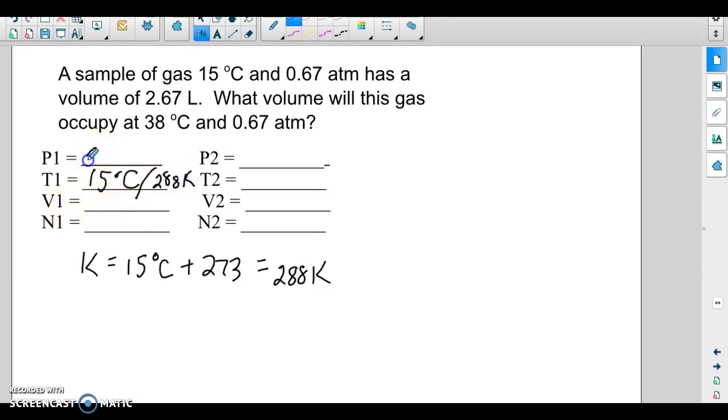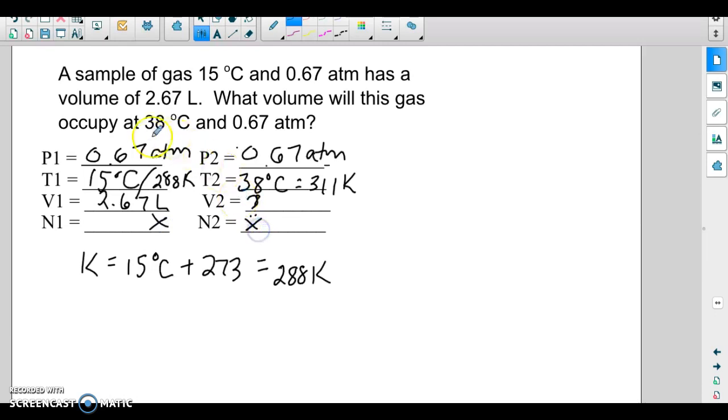And then the pressure is given as 0.67 atm. The volume is 2.67 liters. They want to know the new volume, so this is going to be my X. The second temperature, the new temp, is 38. So if I add 273, I get 311 Kelvin. And then they say the pressure is still 0.67. So they didn't mention moles. And the pressure is constant.